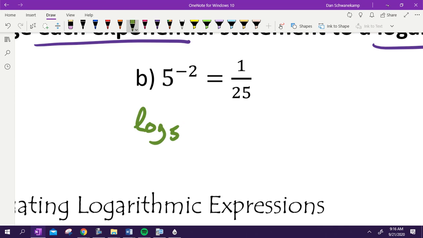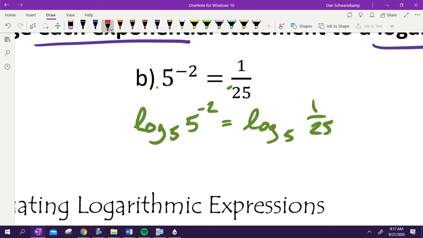So it's log base 5 of 5 to the negative 2 is equal to log base 5 of 1 over 25. I just took the log base 5 of both sides. Over here, what's going to happen with log base 5 and 5 to a power? They cross out. Negative 2 is equal to the log base 5 of 1 over 25. That doesn't really help us. Now we wrote it as a logarithm. Now it's more confusing than it was earlier. Okay, but that's what we were trying to do. We were just trying to go back and forth.